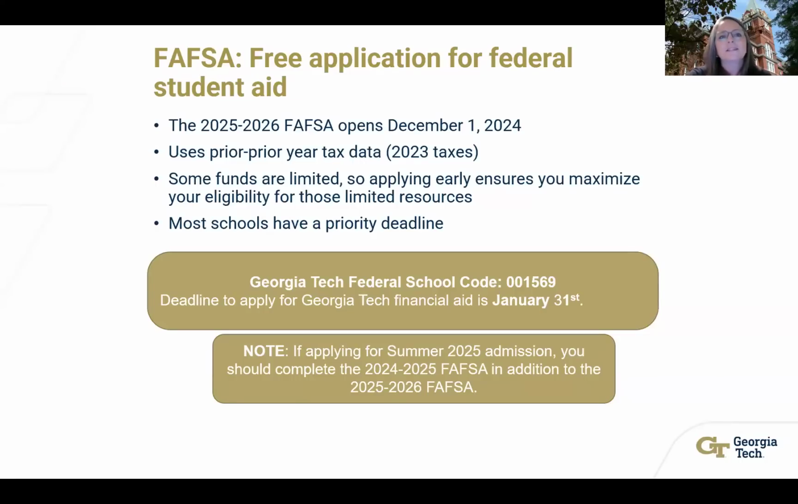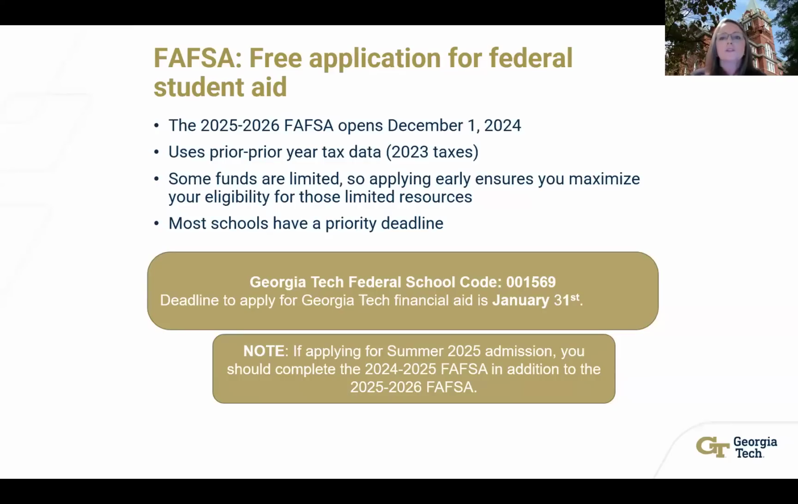So how do we get to that point? You do have to complete the FAFSA, or the Free Application for Federal Student Aid. The application for 2025-26 opened on December 1st. In subsequent years, it's going to open on October 1st. It was delayed again this year, but next year it'll be available on October 1st. It does use prior tax data. So for the 25-26 FAFSA, it's going to be collecting 2023 tax information.